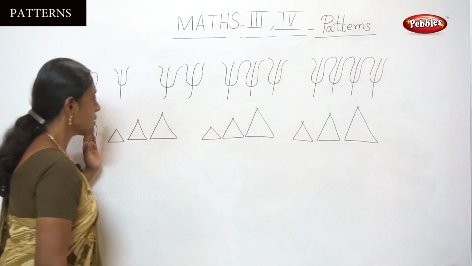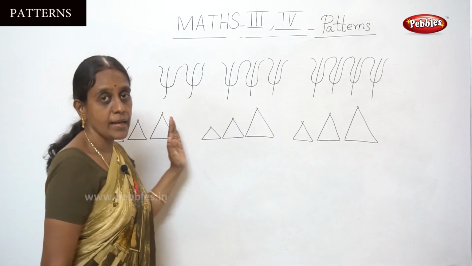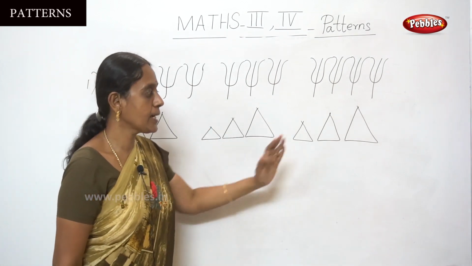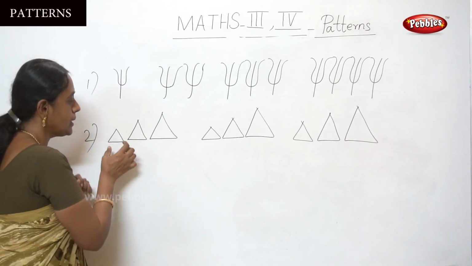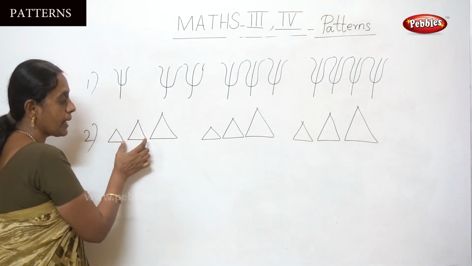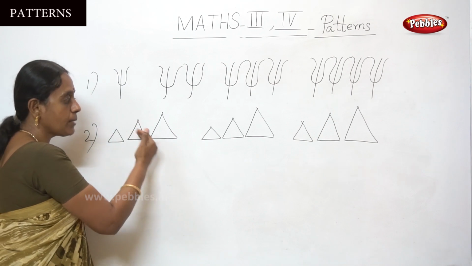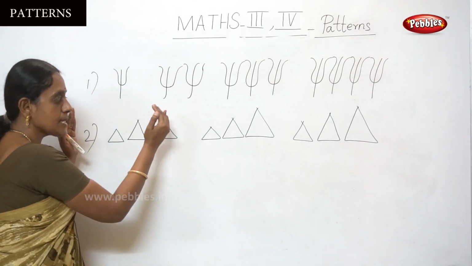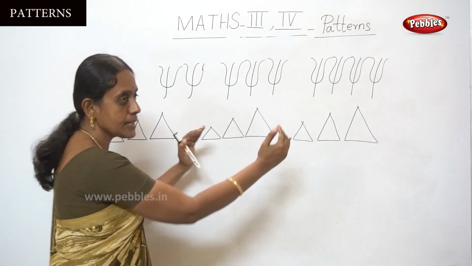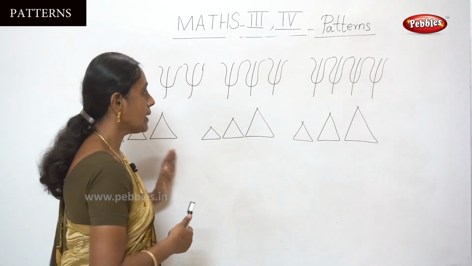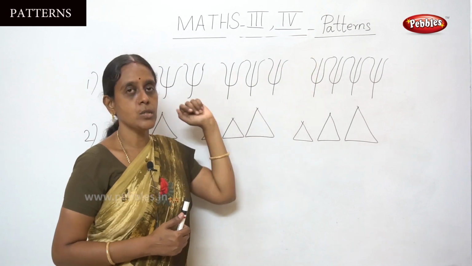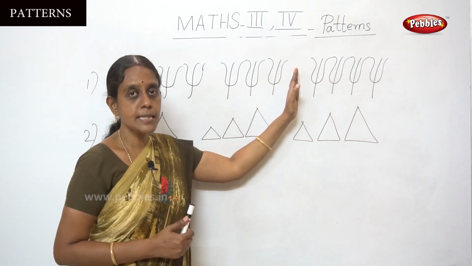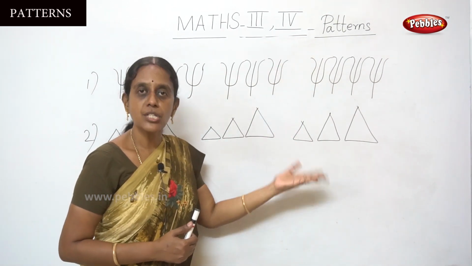And here observe, this is a triangle. These are triangles. They vary in size, somewhat increasing in order. That is small, and again that is bigger than that one and bigger than that one. That's a set of triangles varying in their sizes. It's a kind of pattern. So we have repetition of symbols and repetition of shapes.